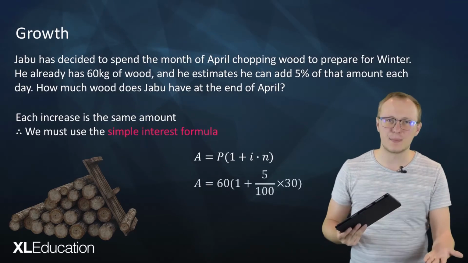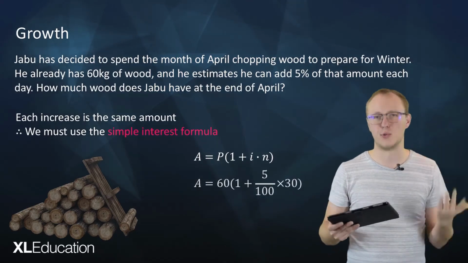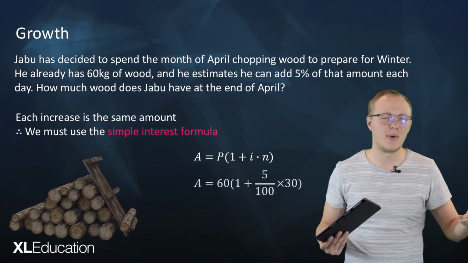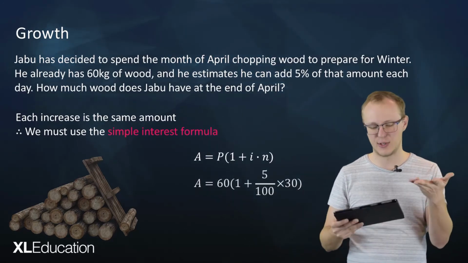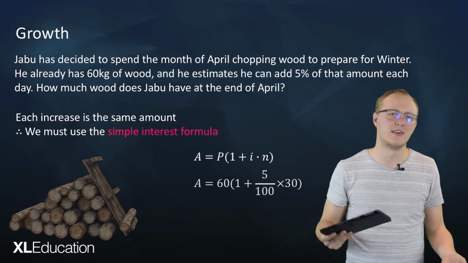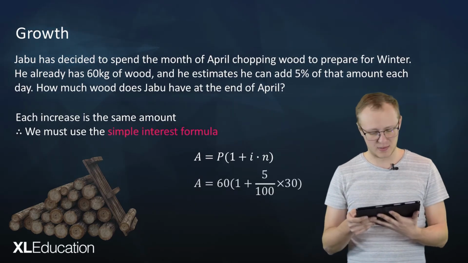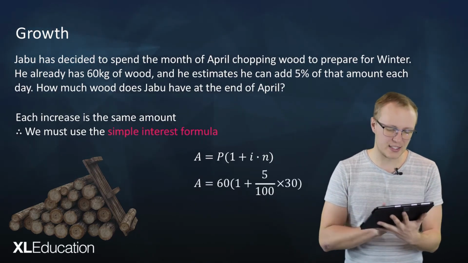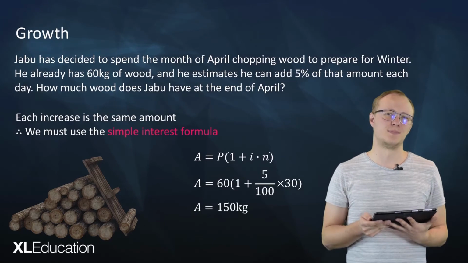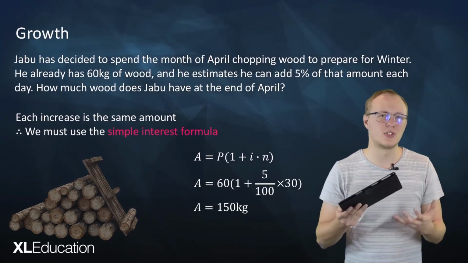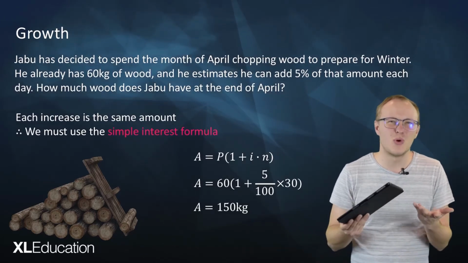But now the principal is the amount at the start. And that's the 60 kilograms of wood. The interest rate is how much it grows by each period. And that's the 5% that he adds every time. And then the time period is the number of days that he's going to be spending chopping wood, and there are 30 days in April, so that's going to be n. So the accumulated amount at the end of April is going to be 150 kilograms. So there we see we've actually used our linear simple interest formula to calculate something that wasn't just money.